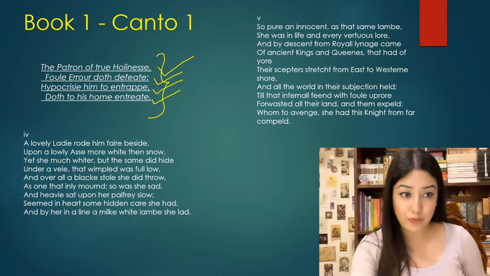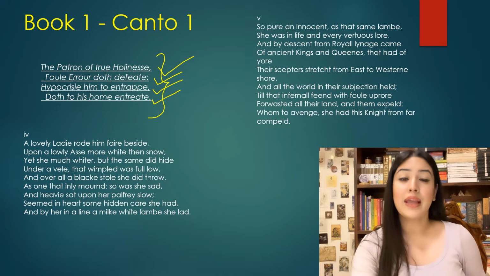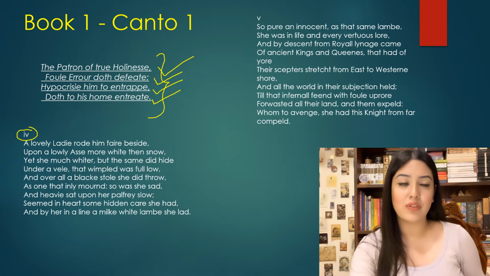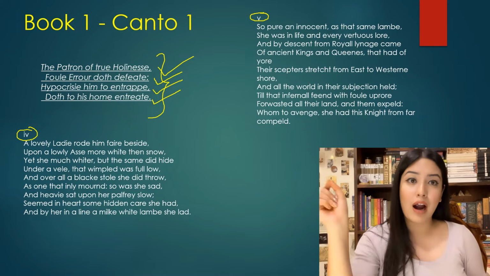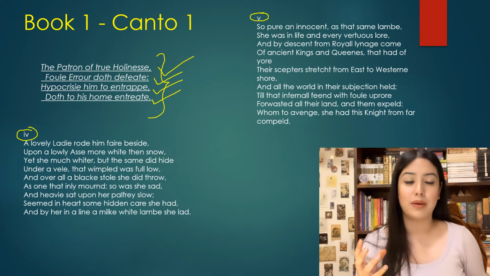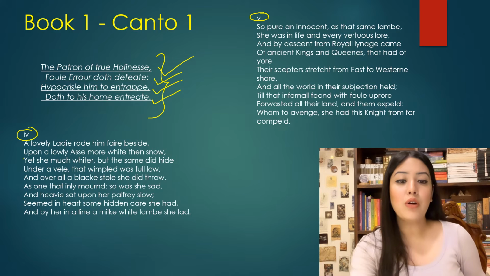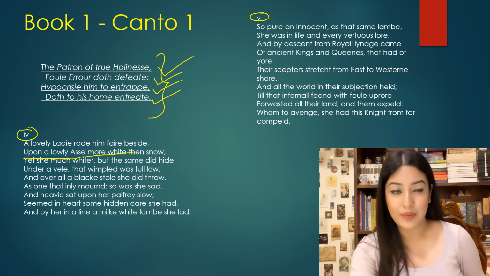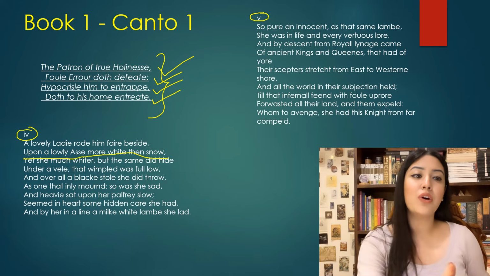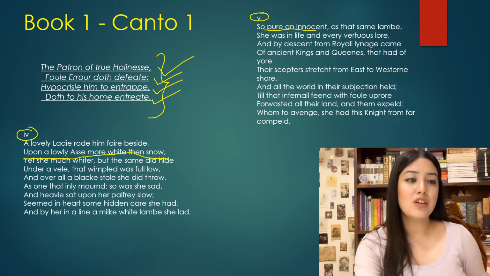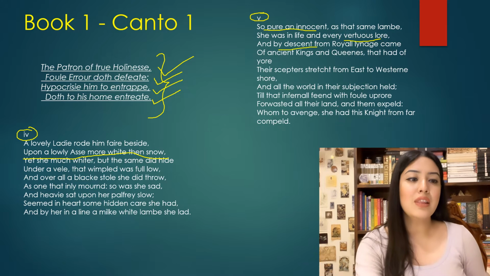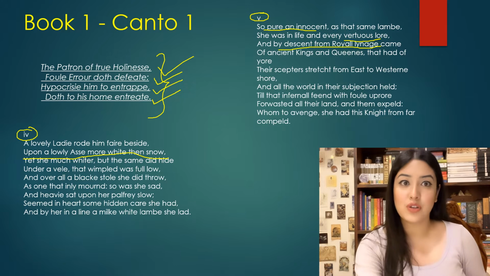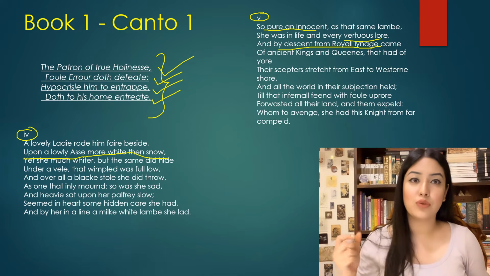The 4th and 5th stanzas, as you can see on this slide, are a description of Una. Just as an example, I've given it here, that for the Red Cross Knight and all the other characters, you have to mark what you need to remember. What was she riding? She was upon a lowly ass, more white than snow. What was she like? She was pure, she was innocent. She had every virtue in her, and she came from a royal lineage. These are the underlying things you have to remember.